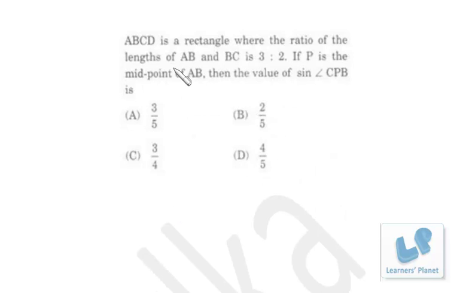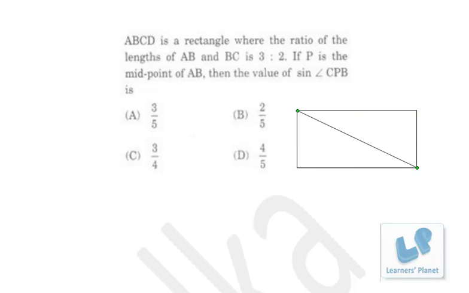Now see this. ABCD is a rectangle where the ratio of the lengths of AB and BC is 3:2. If P is the midpoint of AB, then find the value of sine CPB. We draw a rectangle over here. So that's the rectangle, and this is the diagonal.